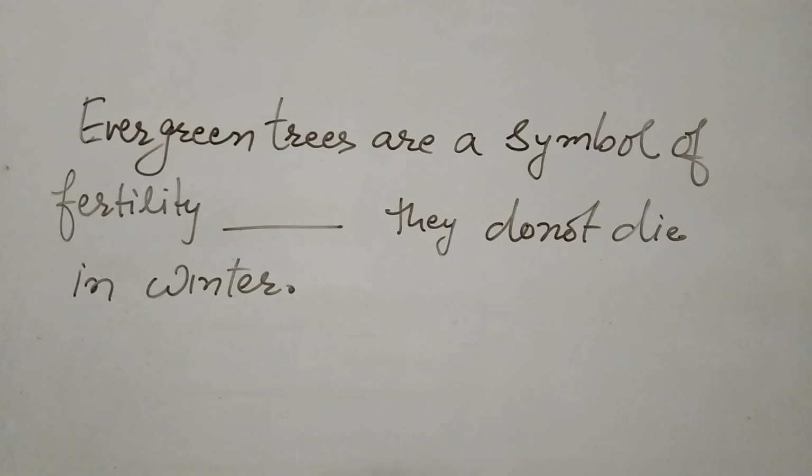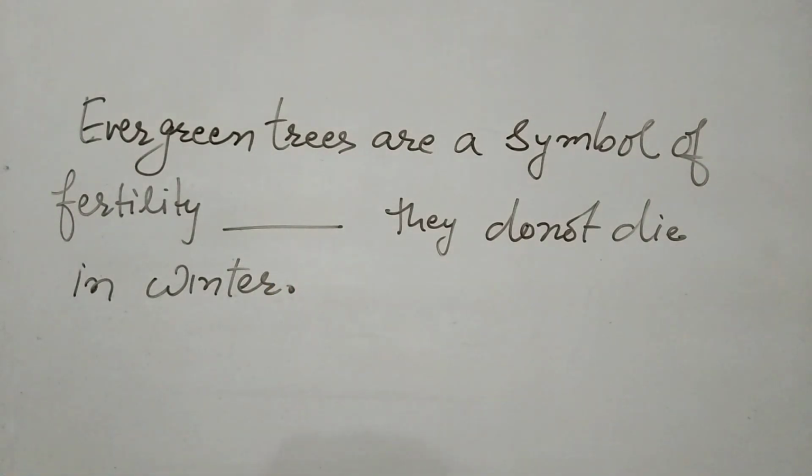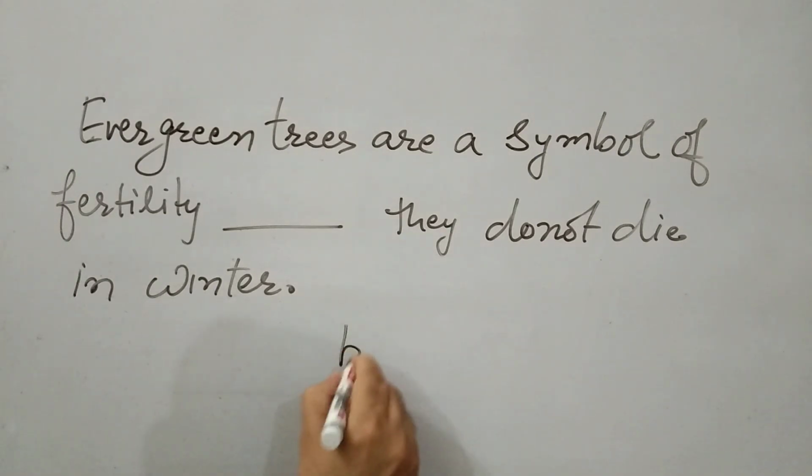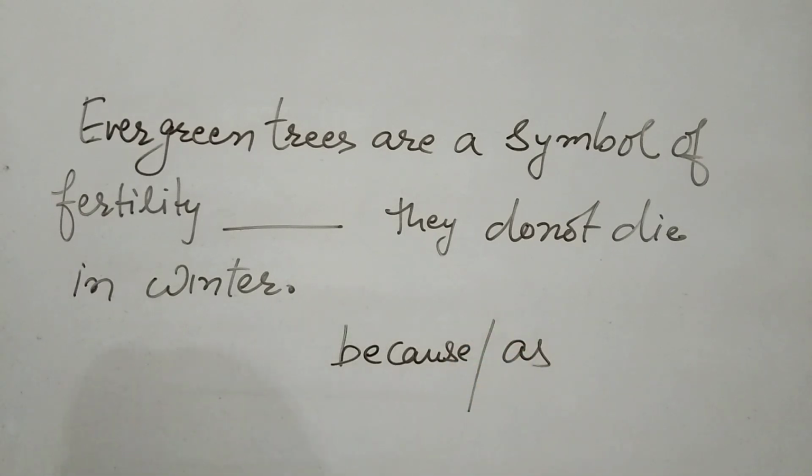Now look at this sentence. This is a beautiful sentence. Evergreen trees are a symbol of fertility, blank, they do not die in winter. Now think about any linking word or any conjunction that you can fit over here. So I am giving you two choices. One is because, second one is as. Which one fits here the best?